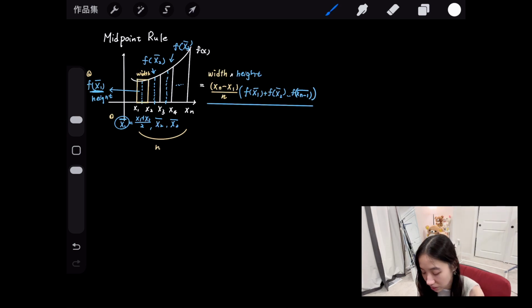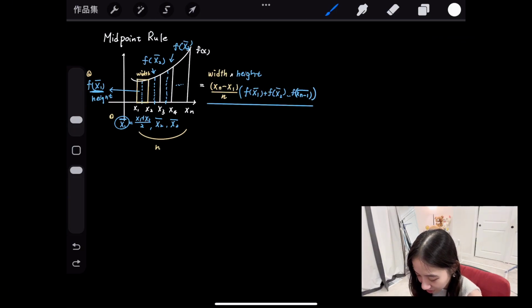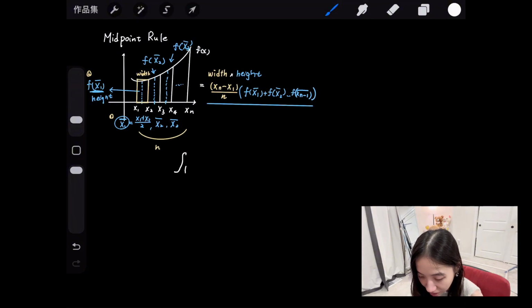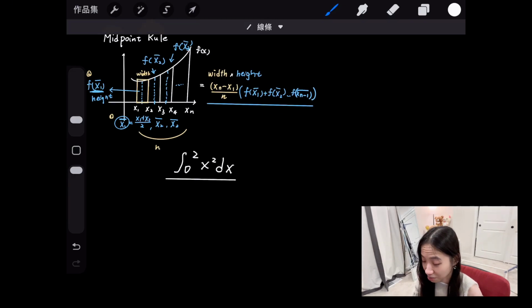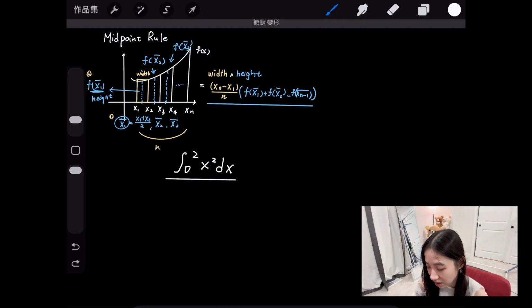Let's make an example. Let's calculate the easiest one. Let's say we have to calculate the integration from 0 to 2 of x to the power of 2 with respect to x. In this case, it's not difficult to do the integration, because we all know this is very simple. But I just want to use this as an easy example so you will find it easy to apply.